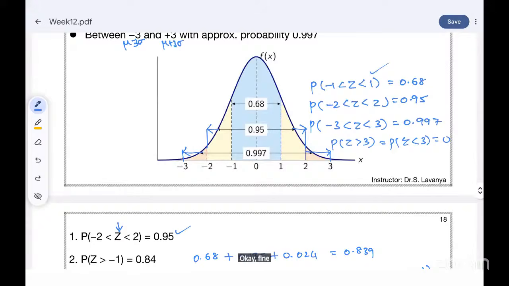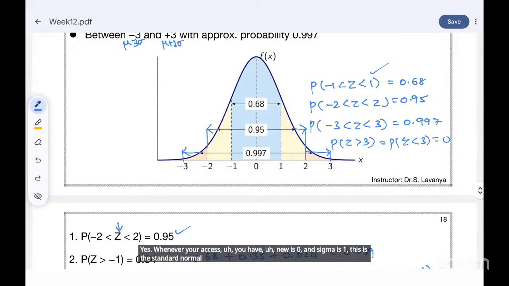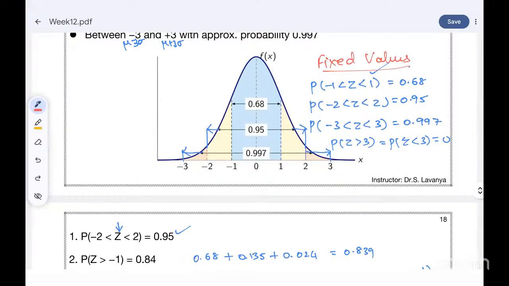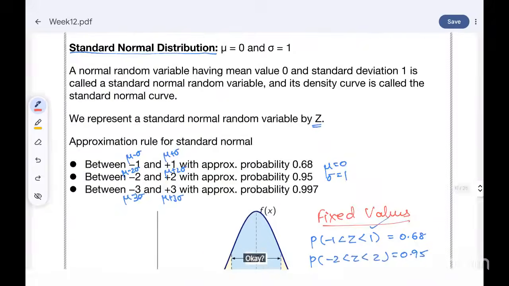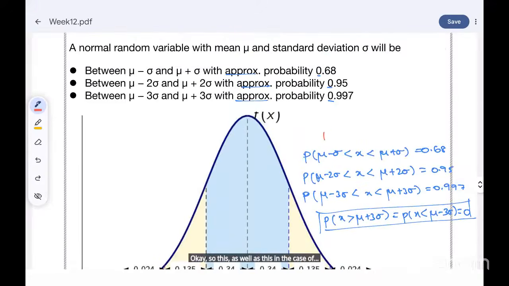Ma'am, are these values given for this question only, or is this fixed? This is fixed for all cases. Whenever you have mu as 0 and sigma as 1, this is the standard normal curve, and for a standard normal curve, these are fixed values. This as well as this, in the case of x, is fixed.